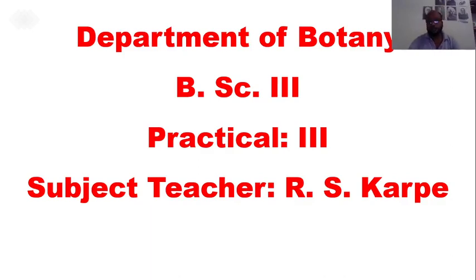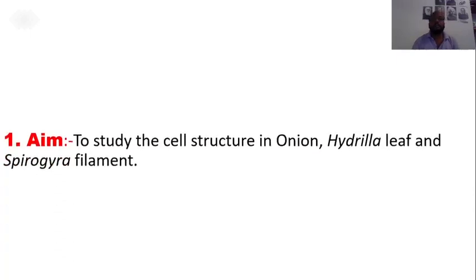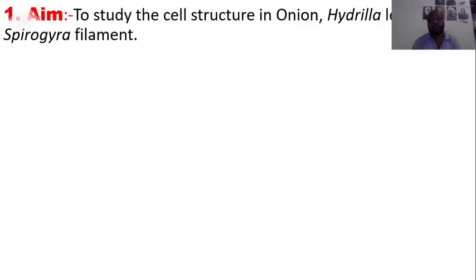So the first practical is a study of the structure of the cell, particularly the onion, hydrilla and spirogyra. We all know the cell is a structural and functional unit of living organisms. Mainly there are two types of cell in living organisms. The first one is prokaryotic, another one is eukaryotic cell.